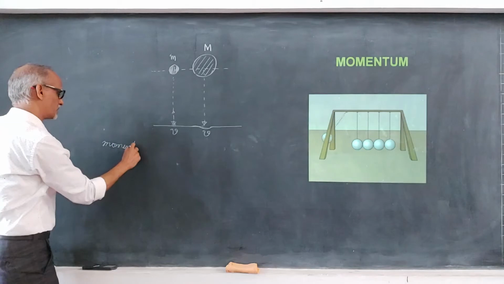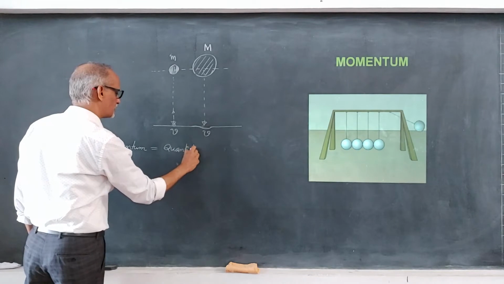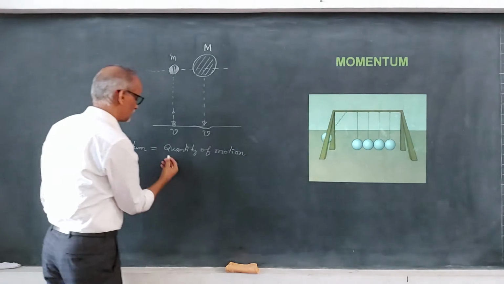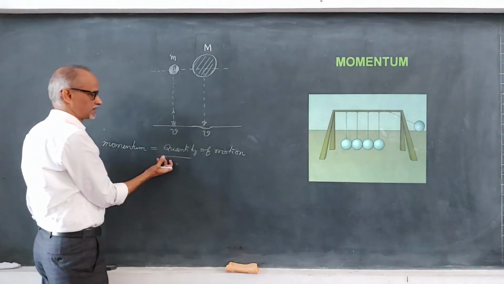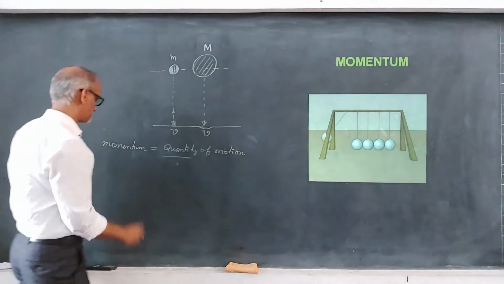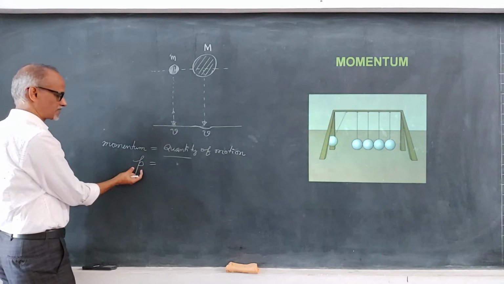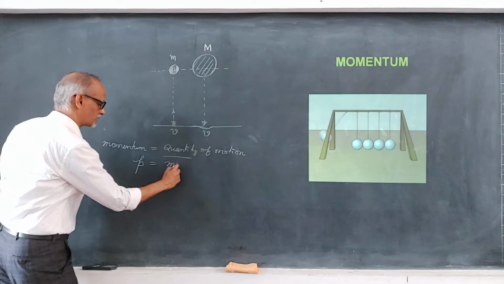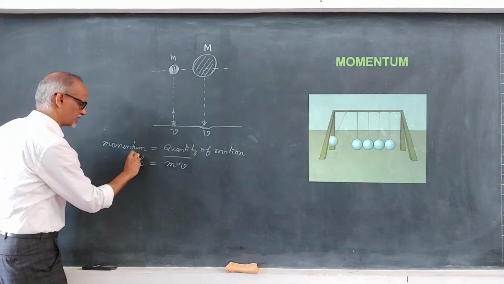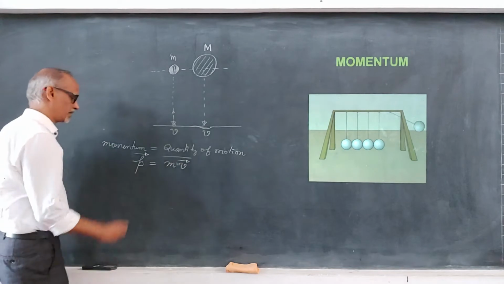It's called linear momentum. So, what is momentum? Momentum is defined as quantity of motion associated with the body. The word quantity refers to the mass and the motion refers to the velocity. This momentum is represented by a symbol P, and it is a product of mass and velocity. It's a vector quantity. Mass is a scalar, velocity is a vector. This is how we write the momentum.